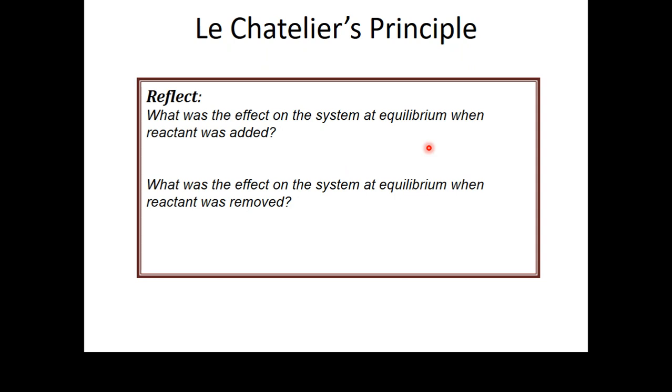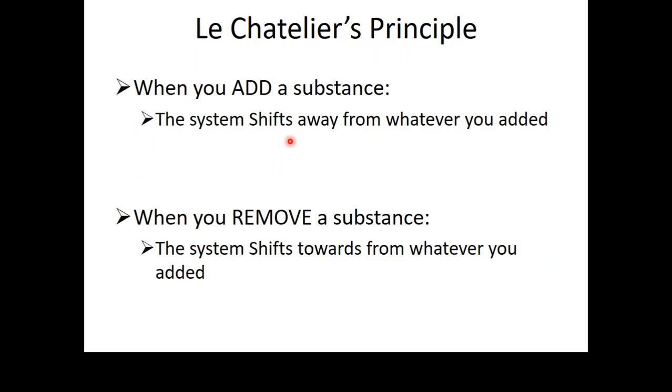Based off of that, how will we have a shift? We want to talk about the actual effect of something being added to a system. What can be added to cause a shift in a certain direction? What was the effect on the system when the reactant is added? What's the effect on the system when the reactant is removed? We're going to look at those shifts in particular.